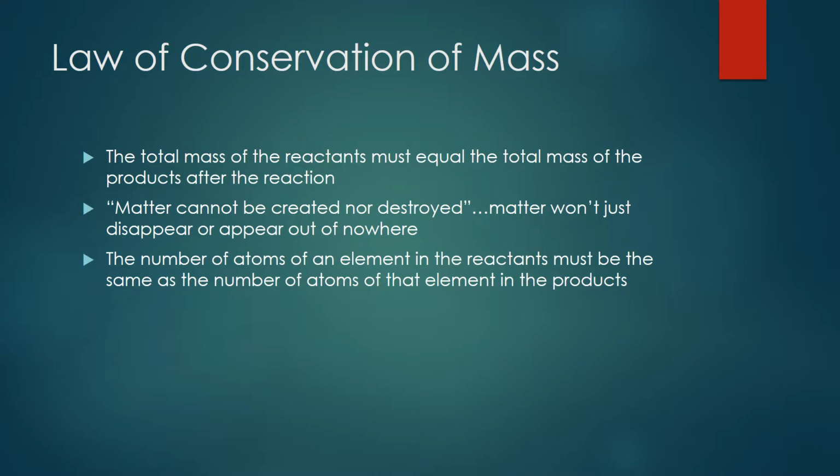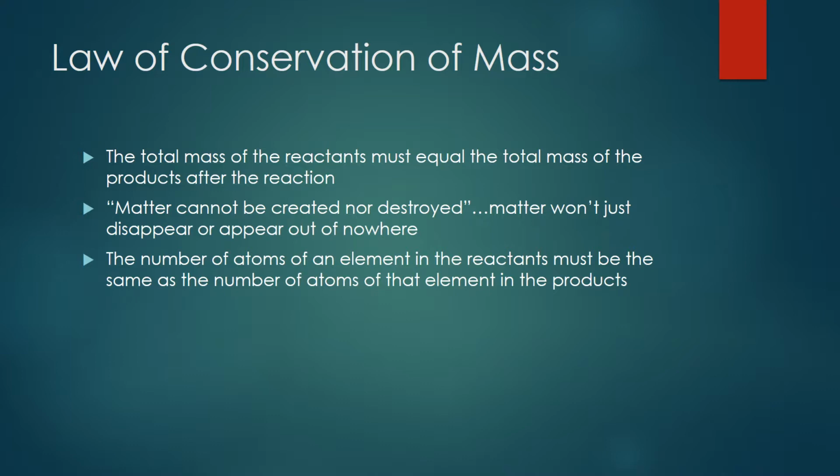Before we get to balancing equations, we have to talk about the law of conservation of mass. So mass cannot be created or destroyed just out of nowhere. You can't have matter appear out of nowhere, and you cannot have matter just disappear into thin air. It's got to go somewhere. It may change form, but it's got to go somewhere. So when you have a chemical reaction, you're always going to have the same number of atoms of whatever you're reacting as you do in the products.